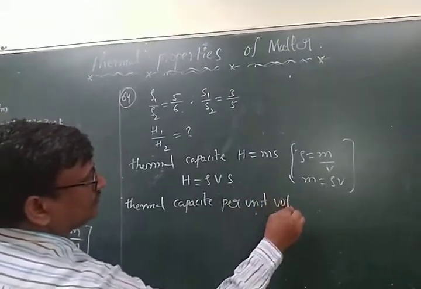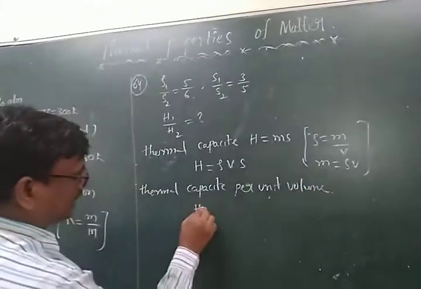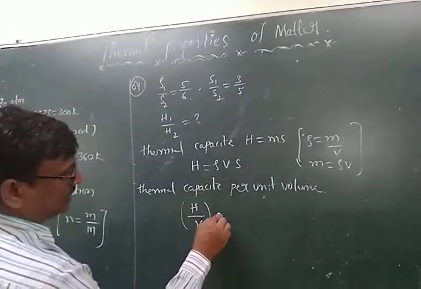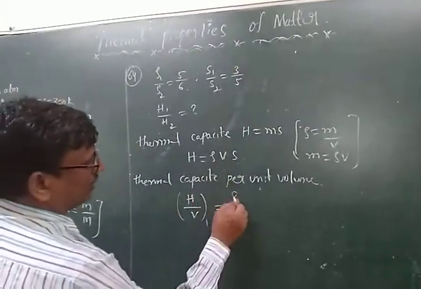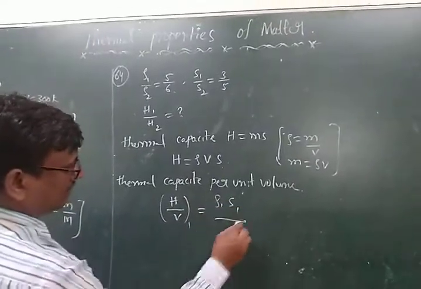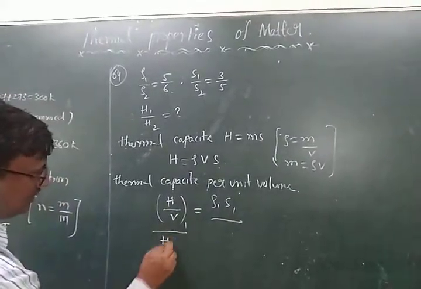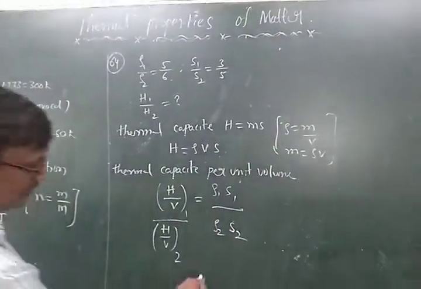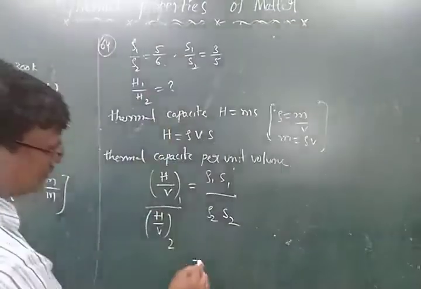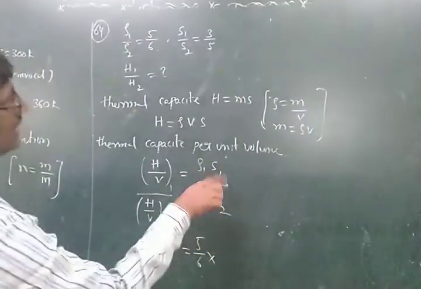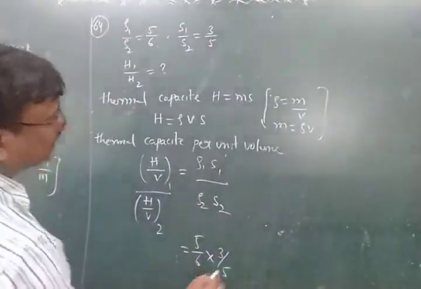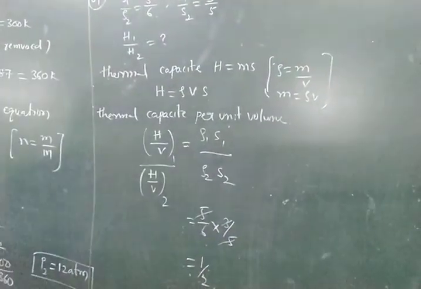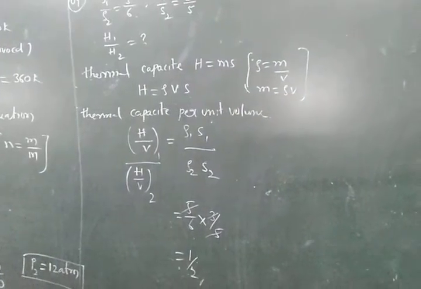Thermal capacity for unit volume, H by V for the first, is equal to rho 1 into S1, divided by H by V for the second, which is equal to rho 2 into S2. Then substituting the values rho 1 by rho 2 is equal to 5 by 6 and S1 by S2 is equal to 3 by 5. The 5 gets cancelled, and that is equal to 1 by 2. The ratio is 1 by 2.